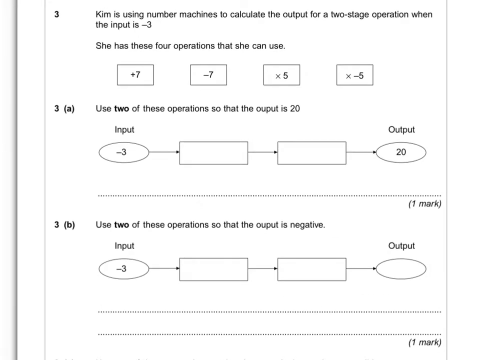Starting with 3a, to get the answer 20, it's a matter of playing around with it. So you're going from a negative to a positive, so maybe what might seem the obvious thing to do first is add 7 to get 4, and then times it by 5 to get 20. So there is one way you can get the output of 20. I'm not sure that there's any other ways.